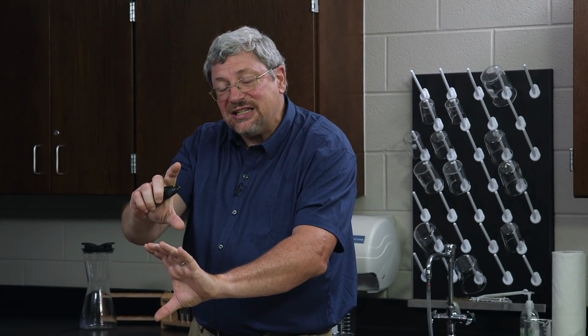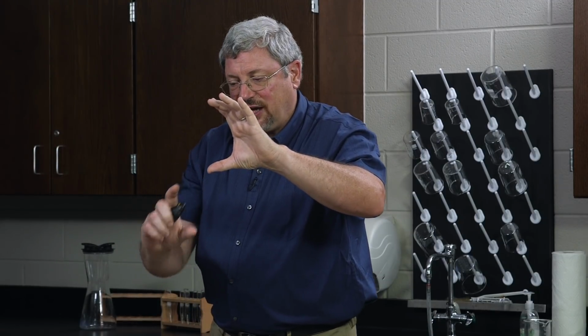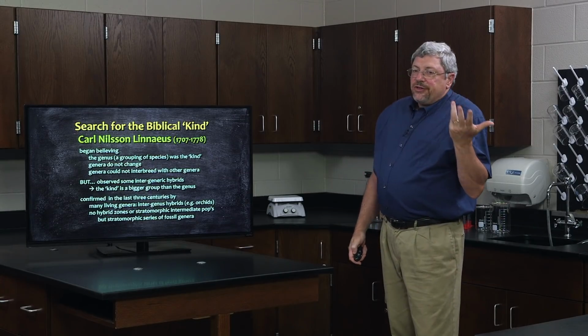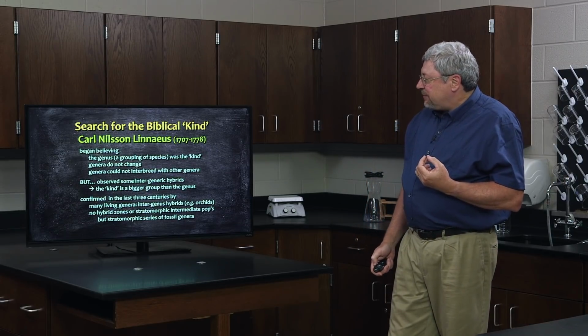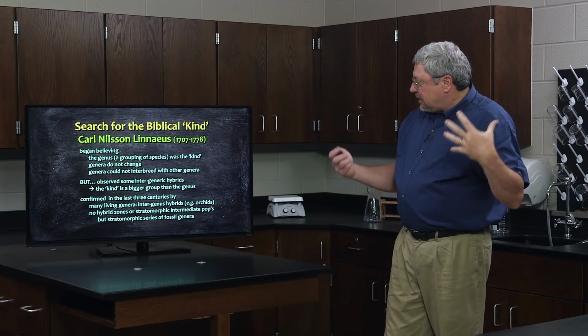And so we have examples in the fossil record of one genus at one layer of rock. The next layer of rock has a similar but different genus, and the next layer of rock has a similar but different genus to that. It looks like genera have changed through time. These things suggest what Carl Linnaeus suspected all along, that the created kind was an even bigger group than the genus.